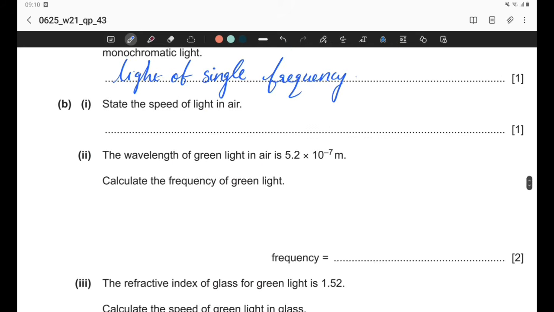Part B. First part, state the speed of light in air, which is a constant value, and the speed of all electromagnetic waves is the same, that is 3 times 10 to the power 8 meters per second.